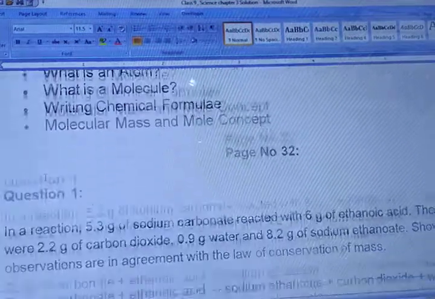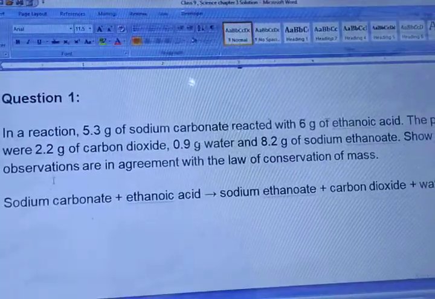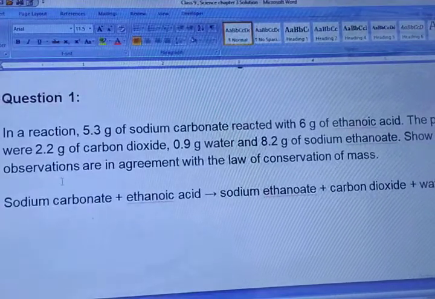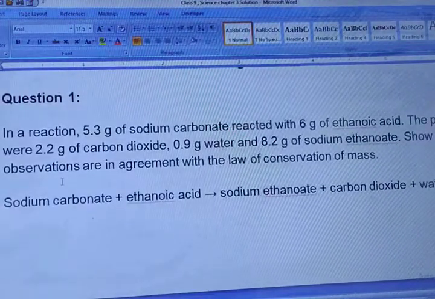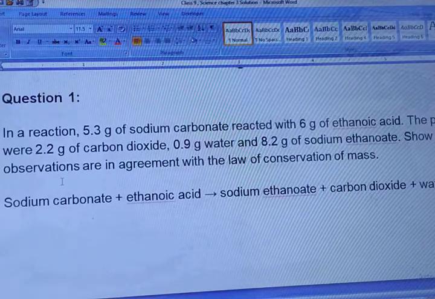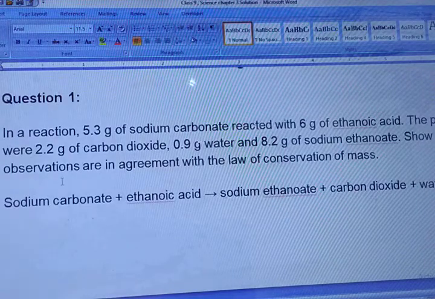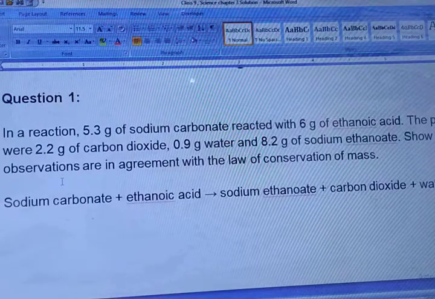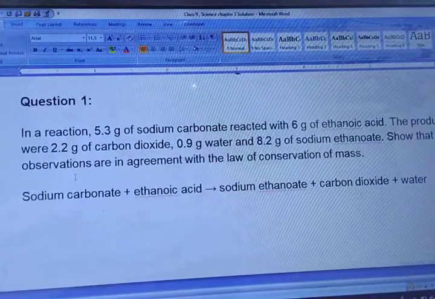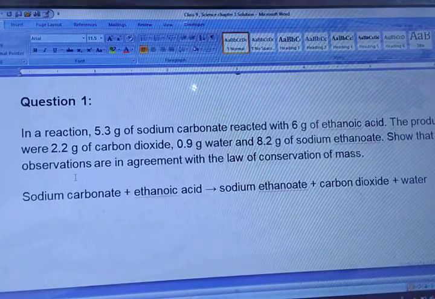You can see what question number 1 is. In a reaction, 5.3 gram of sodium carbonate reacted with 6 gram of ethanoic acid. The products were 2.2 gram of carbon dioxide and 0.9 gram water and 8.2 gram of sodium ethanoate. Show that these observations are in agreement with the law of conservation of mass. First of all, what is the law of conservation of mass? Can you tell me? The law of conservation of mass was given by Antoine Lavoisier. He had informed that the total mass of the reactants is equal to the total mass of the products.